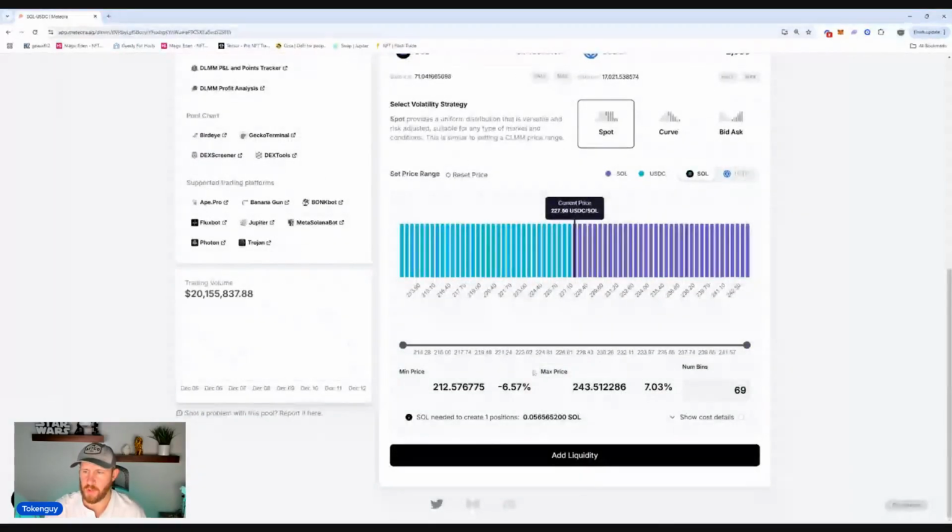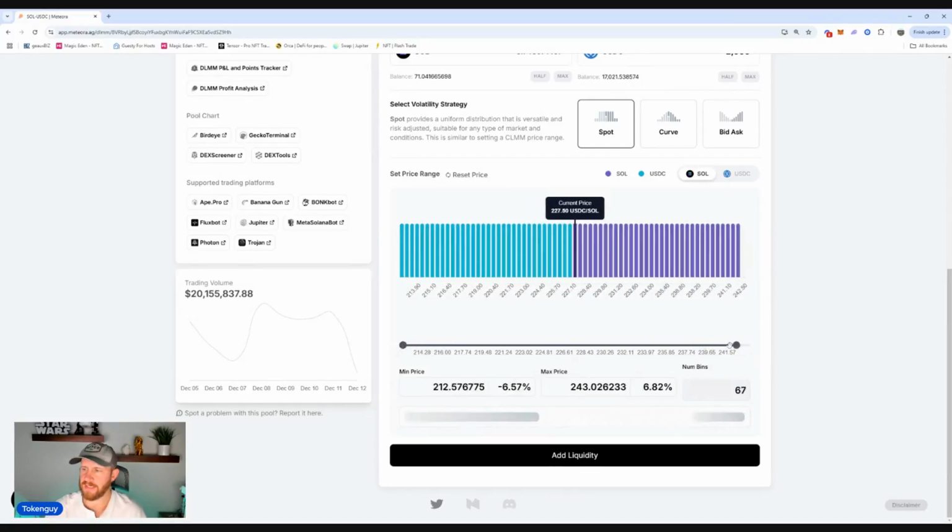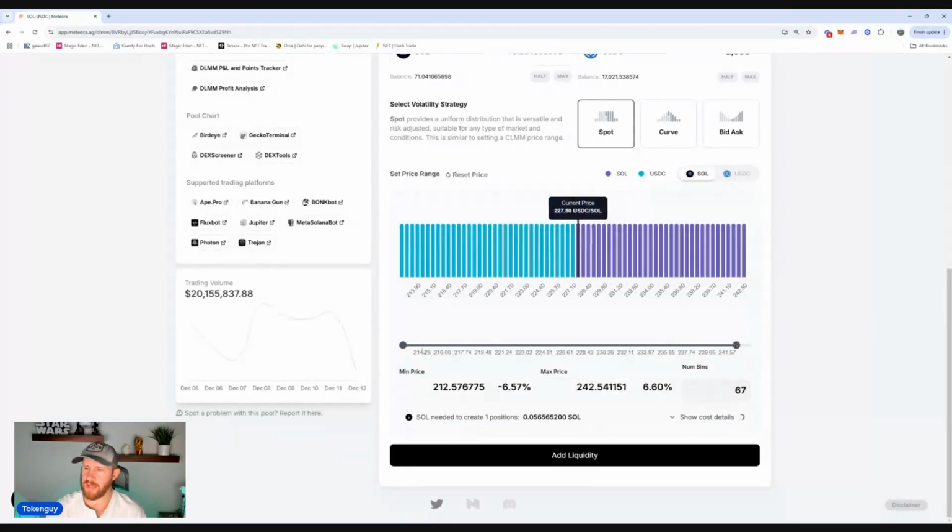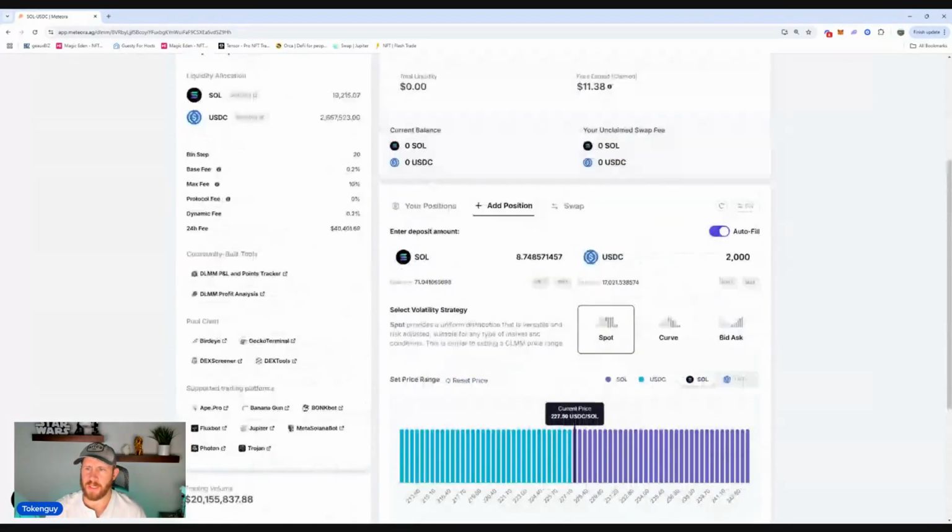You'll earn fees as it moves up and down. You can see the range down here is negative 6.57%, and over here it's positive 7.03%. That would put us between the range of 212.57 Sol all the way up to 243.51 Sol. Now you can adjust these ranges manually on either side like this. The max number of bins is 69. If you reduce that down, you can see the bins change. And this is how you would set up a pool.